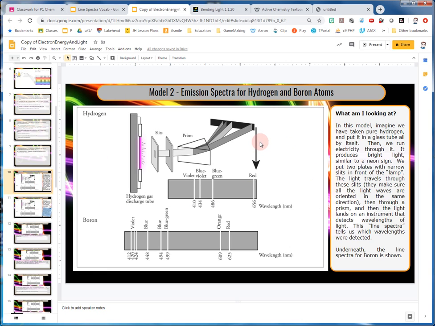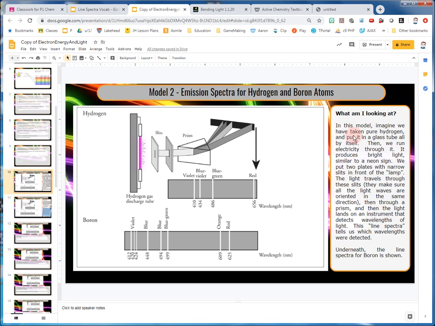Alright, what is this? Model 2, emission spectra for hydrogen and boron. Okay, there's two elements, hydrogen and boron. Alright, what am I looking at? What the heck is this? Oh, here we go. What am I looking at?